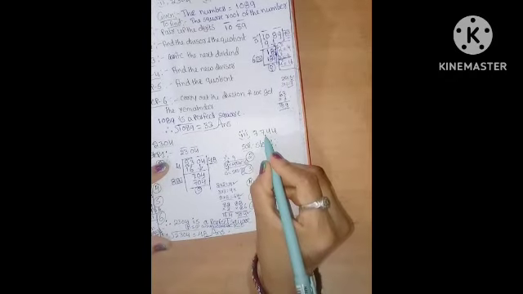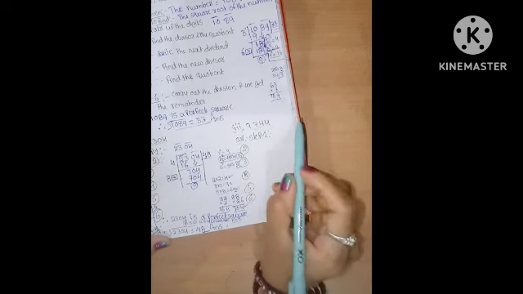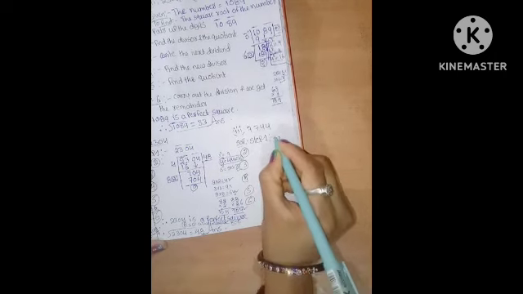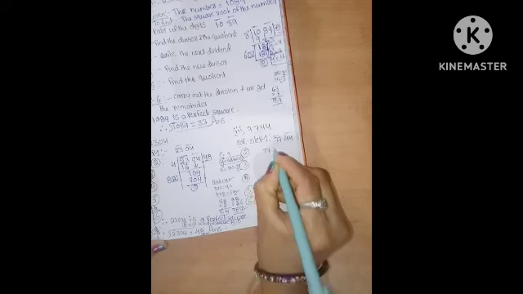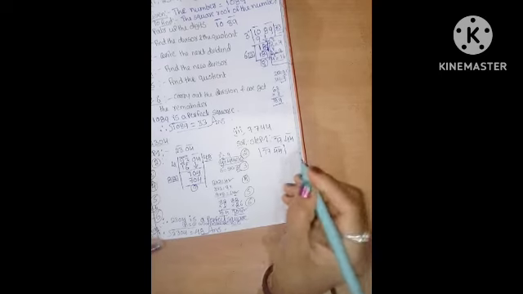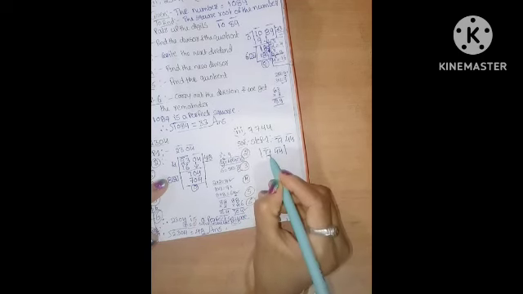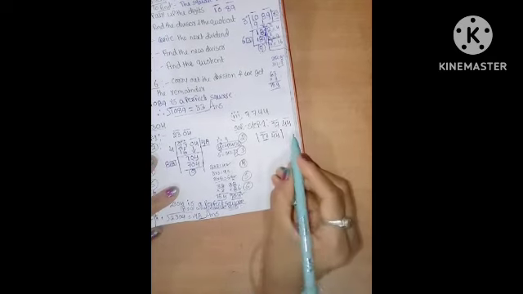The third one is 7744. This is the given number, and you have to find the square root of the given number. First step, make pairs of the digits and put bars on each pair. Next, step 2: find the largest number whose square is less than or equal to the first pair of the number. The first pair of the given number is 77. So first you have to write down the squares.